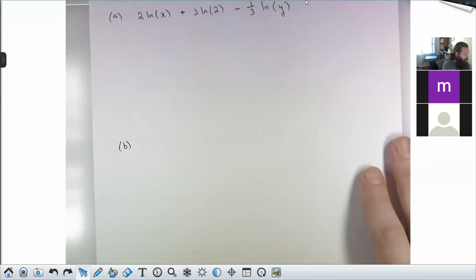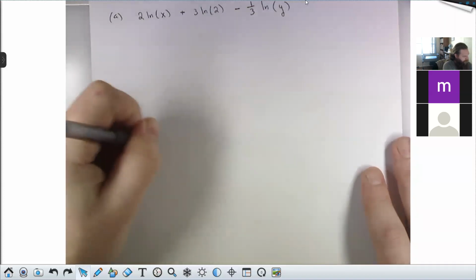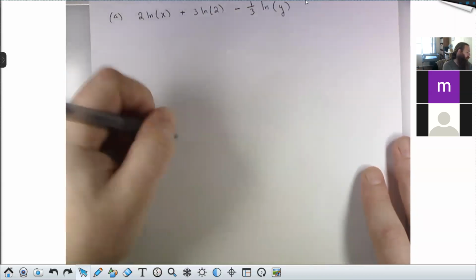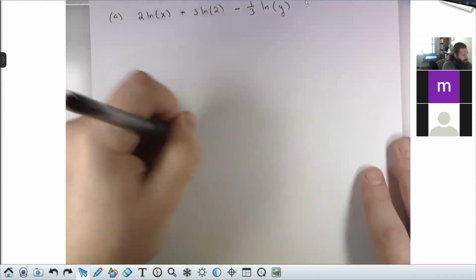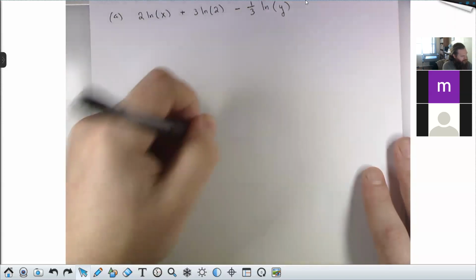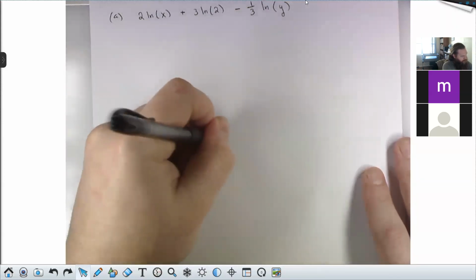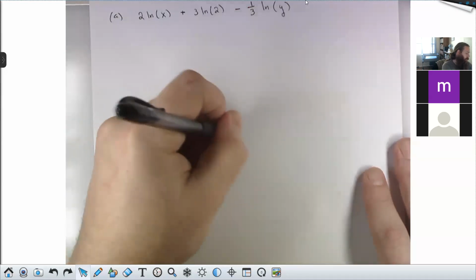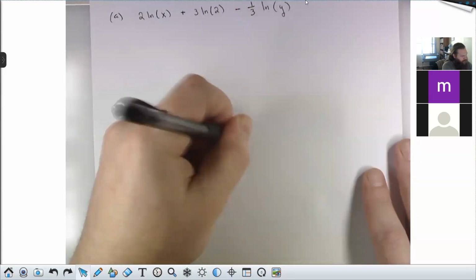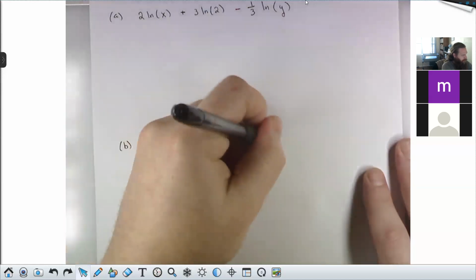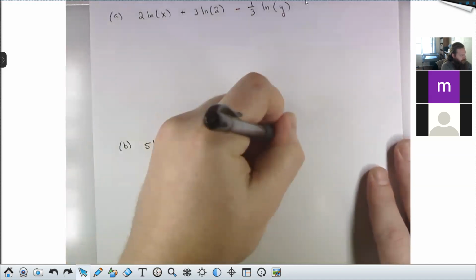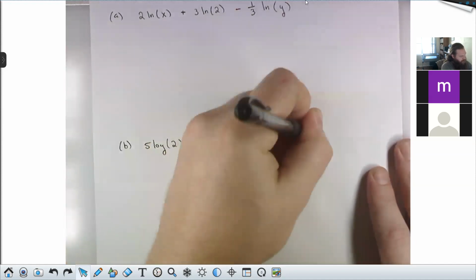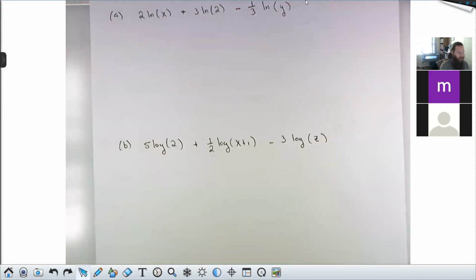How about 5 times the log of 2 plus 1/2 times the log of x plus 1 minus 3 times the log of c, something like this. All right.